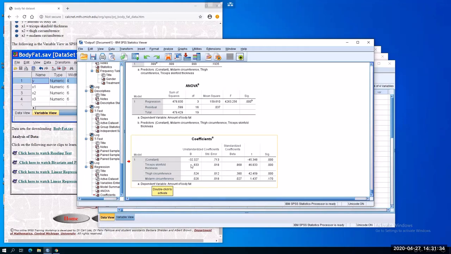So our equation will be minus 32.3 plus 0.833 times x1, where x1 is tricep skin fold that we measured, plus 0.524 times x2, where x2 is thigh circumference that we also measured, plus 0.026 times midarm circumference. And when we calculate that, we would be able to predict body fat of that person.